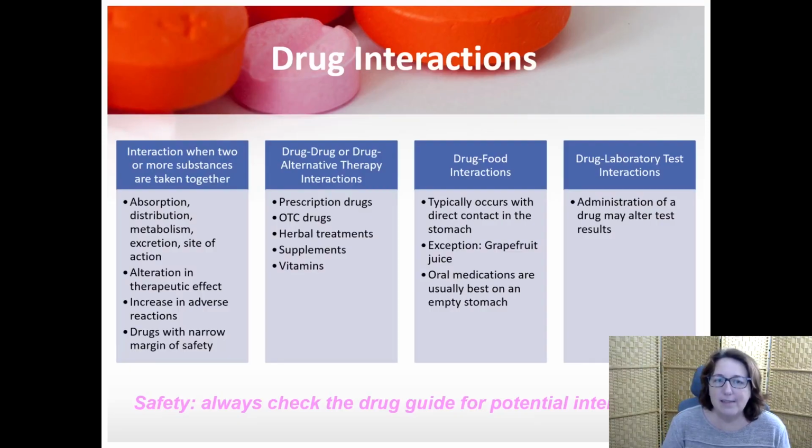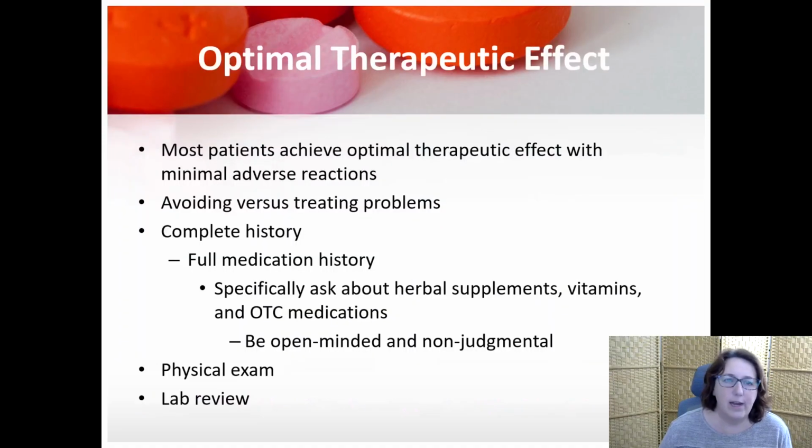Drug laboratory test interactions. So, administration of a drug may alter test results. This may be the result of the drug, not an actual problem in the body. So, for safety, you always want to check the drug guide or the drug monograph. That's the insert that comes with the drug for drug alternative therapy, or drug food interactions.